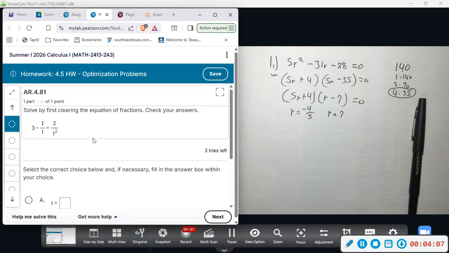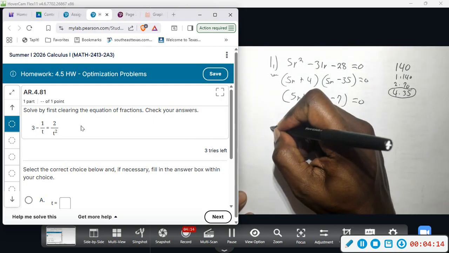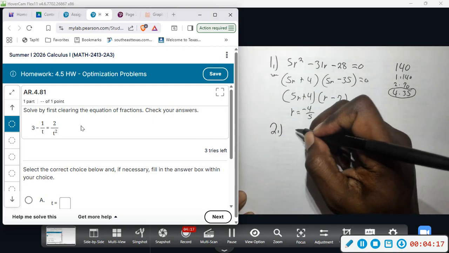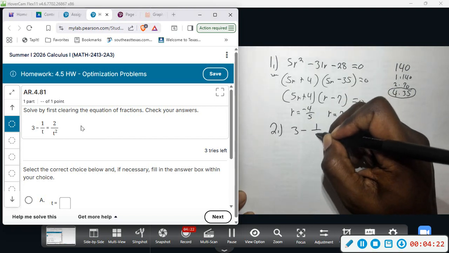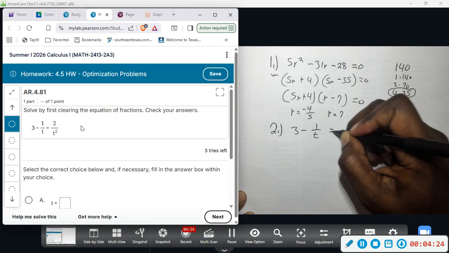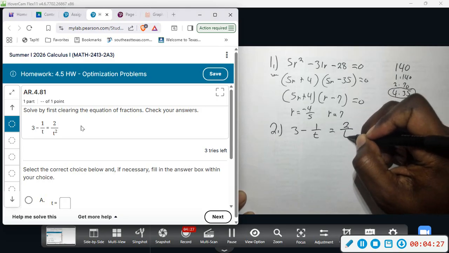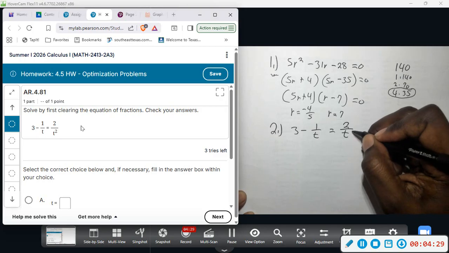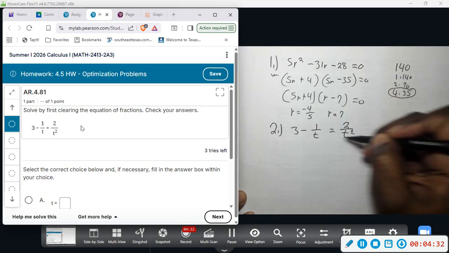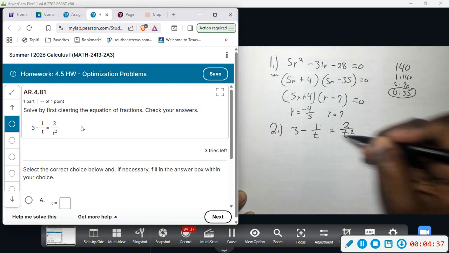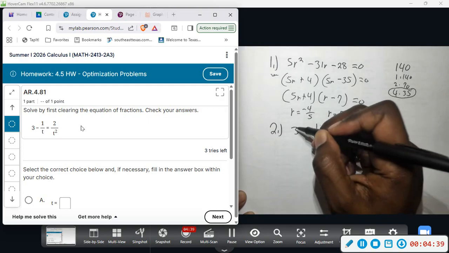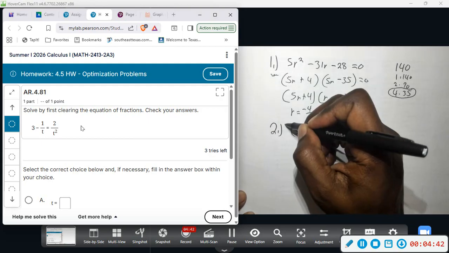All right, so number 2, again, we're going to review. We're going to solve by clearing the fractions. So we have 3 minus 1 over t equals 2 over t squared. So the denominator is t. Common denominator would be t squared, top and bottom by t. I can get rid of both t's at the same time by multiplying the whole thing by t squared.